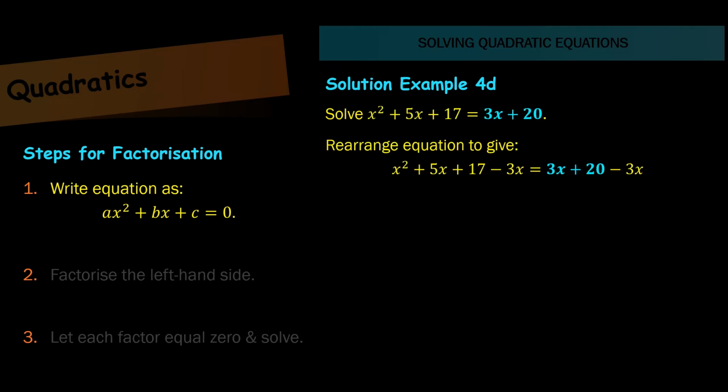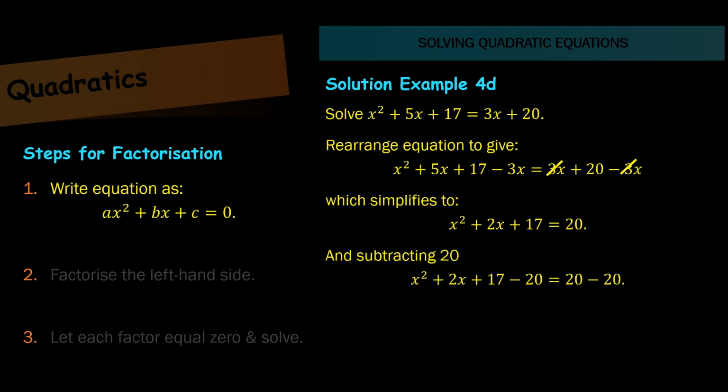We first take away 3x from both sides in order to start getting the x's all on one side. And then we tidy up. 5x minus 3x is 2x. The 3x's cancel, so we're just left with 20 on the right-hand side, as shown. And then we subtract 20 from both sides in order to get everything over to the left-hand side.